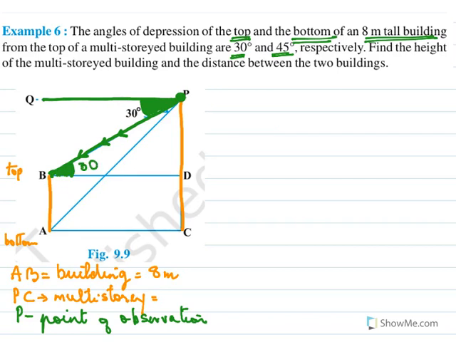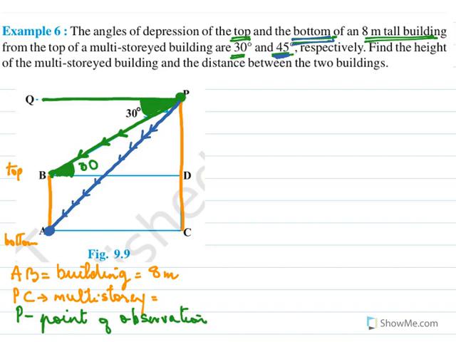I've marked one. Now I have to mark this 45 degrees. For 45 degrees, I'm looking at the bottom of the building. So let me look at the bottom of the building. From the top here, I'm looking at the bottom. This is the bottom of the building. Here. This is my line of sight. From the top, from the point P, I'm looking at the bottom of the building.